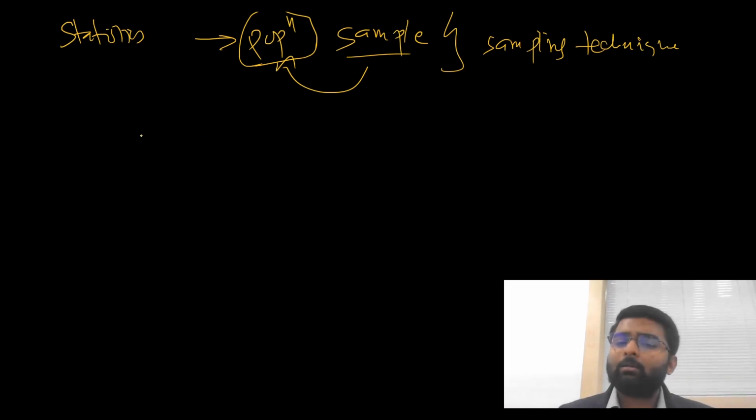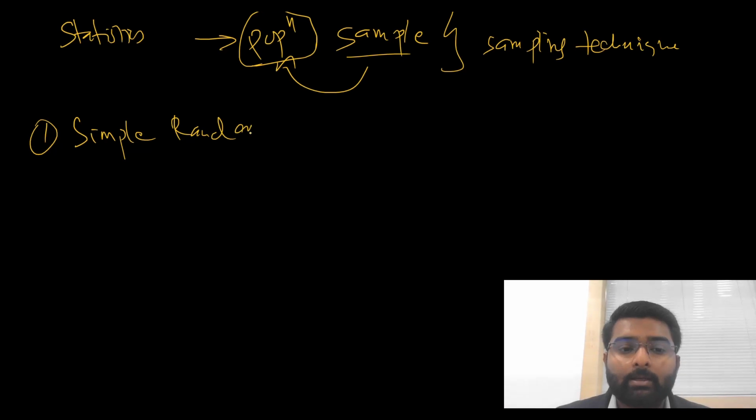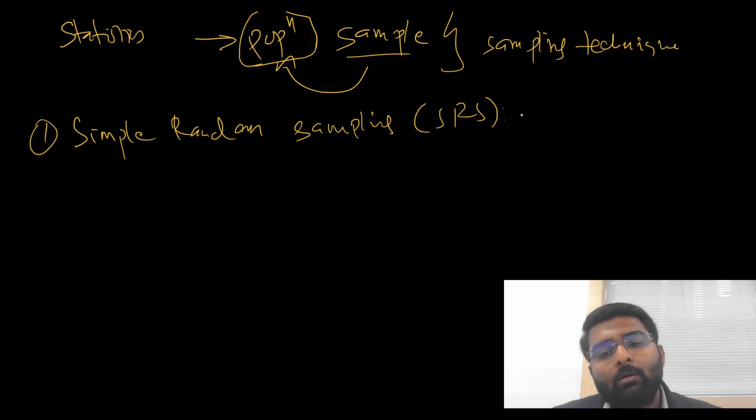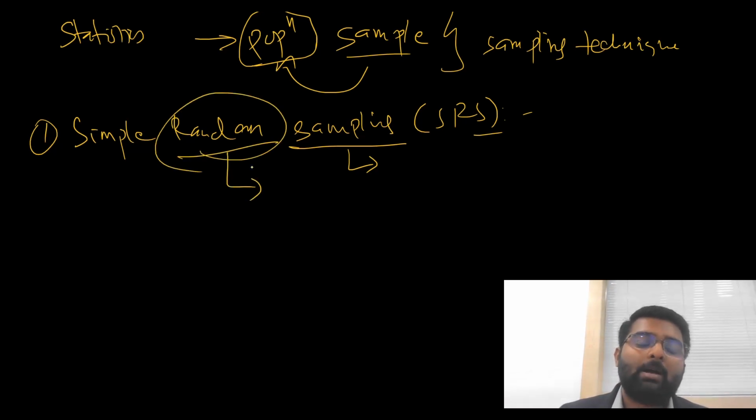Now there are many such sampling techniques. One sampling technique I would like to discuss here, and it's probably one of the most important sampling techniques, is simple random sampling. Firstly, by the name itself we have understood that it's a sampling technique. Secondly, the most important part is about random. So we have understood that the samples are picked up randomly here.